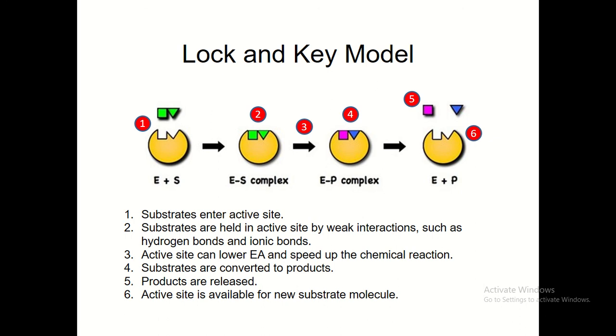So now let's look in more detail at how the lock and key model works. First, as you can see here, the substrate enters the active site and becomes the enzyme-substrate complex. The substrate is held by weak bonds, and the active site lowers the activation energy and speeds up the chemical reaction by helping to orient the substrate and by providing a favorable environment for catalysis to occur. Next, the substrate is converted into the product, and this complex is known as the enzyme-product complex. After that, the product is released to the environment, and the enzyme is ready to be used for another catalysis process.